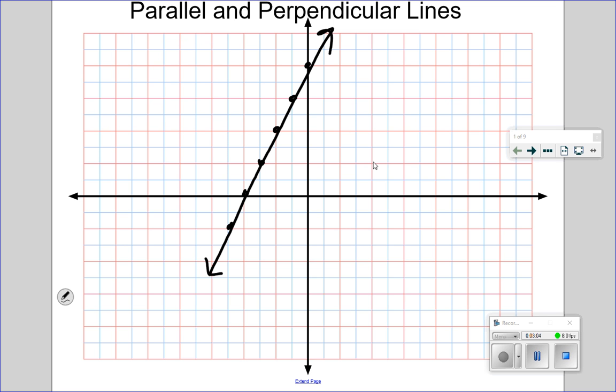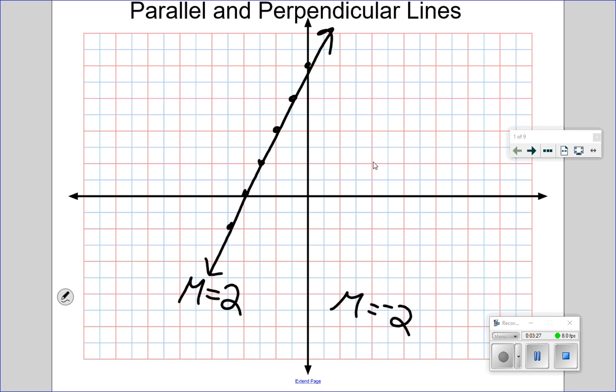So let's try a couple of different things first, and then I'll tell you exactly what the relationship is. Since this line has a slope of 2, some things you may try to guess are, well, maybe we need to have kind of the opposite. Maybe we need to have a slope that's -2, because any negative slope would point in this direction. So let's see if a -2 slope would be perpendicular.